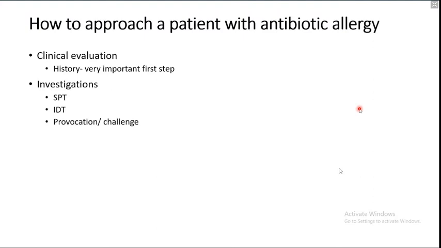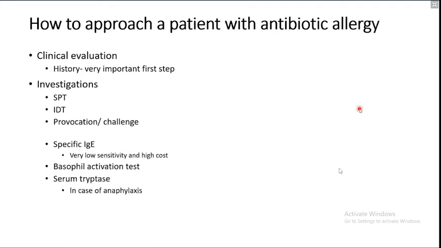So you can do a direct challenge, or provocation by giving the whole dose, or you can do a graded challenge by dividing into multiple doses. And there are other tests like basophil activation test, which is a very sensitive and specific test to identify IgE-mediated reactions, but it's not available. And then specific IgE, again, not a very good test, very low sensitivity and specificity. And serum tryptase test can be done if the patient had an anaphylaxis.